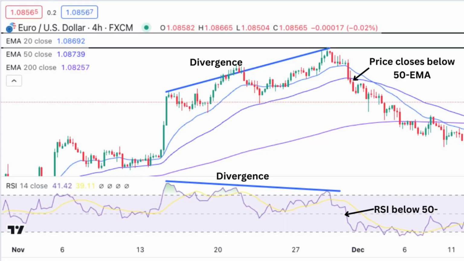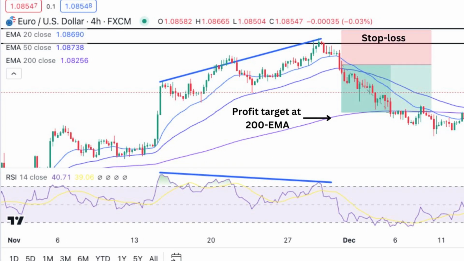So now I want to jump into a few more examples. I feel like the more examples you see, the more you'll be able to identify these yourself on your charts. We'll look at a bearish example. In a bearish setup, if the price comes to a major resistance level and the RSI shows divergence, which means lower highs on the RSI while the price makes higher highs, you'll look for a bearish reversal signal with price closing below your 50 EMA and the RSI at or below the 50% level. You'll enter the trade, set your stop loss above the resistance level and your target at the 200 EMA. And as you can see, that works out very well.